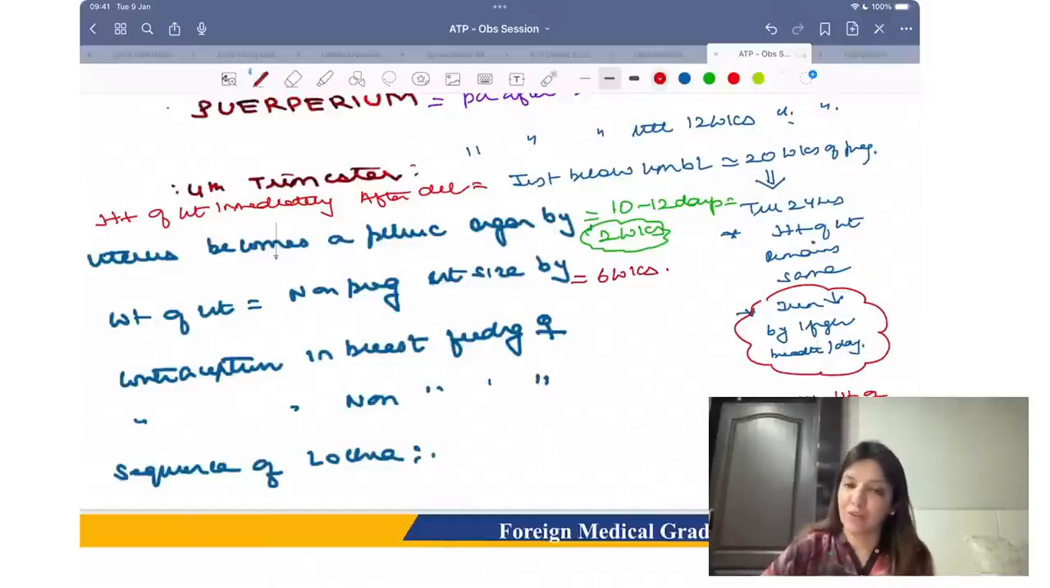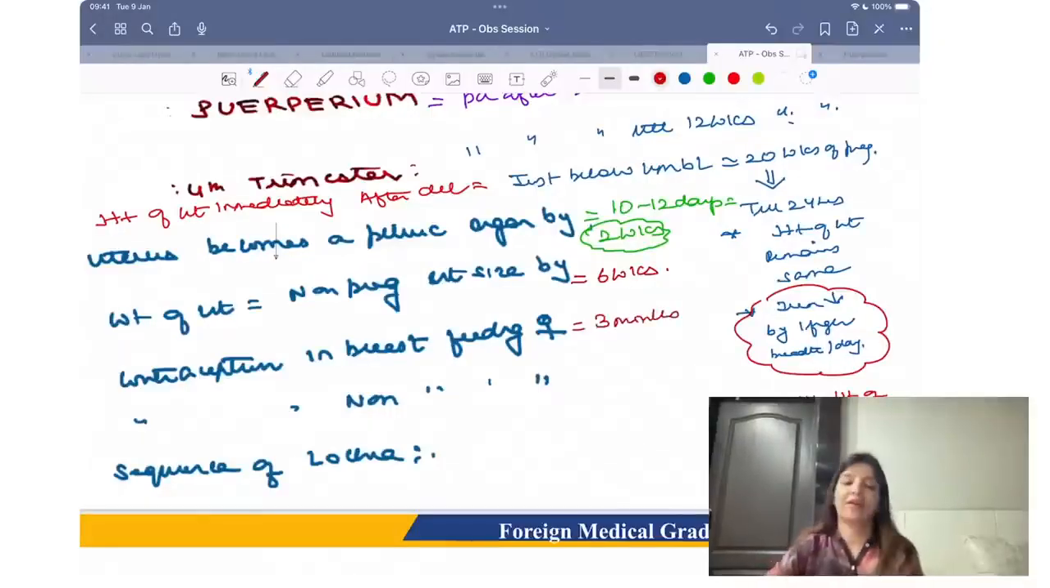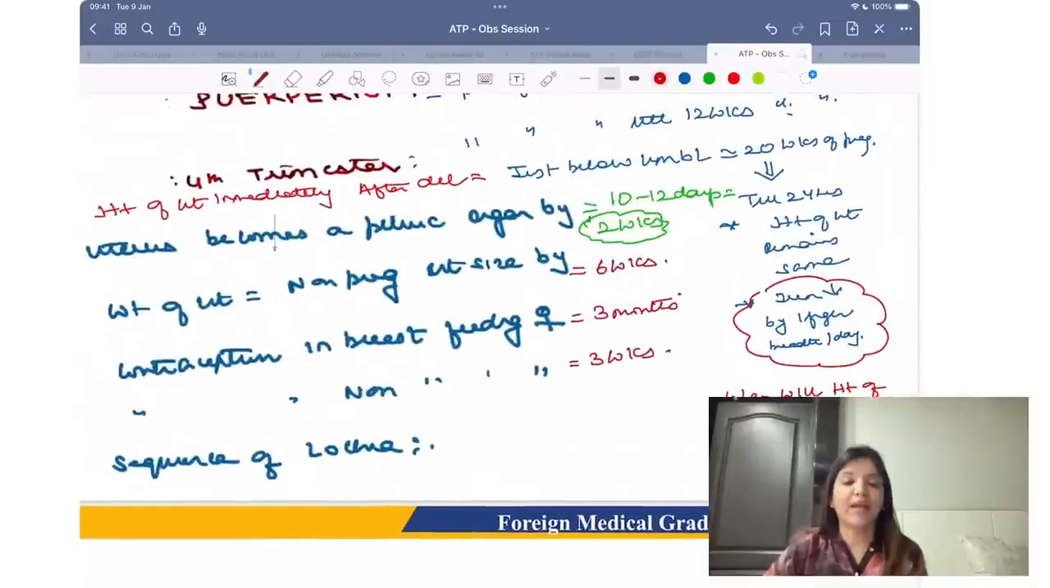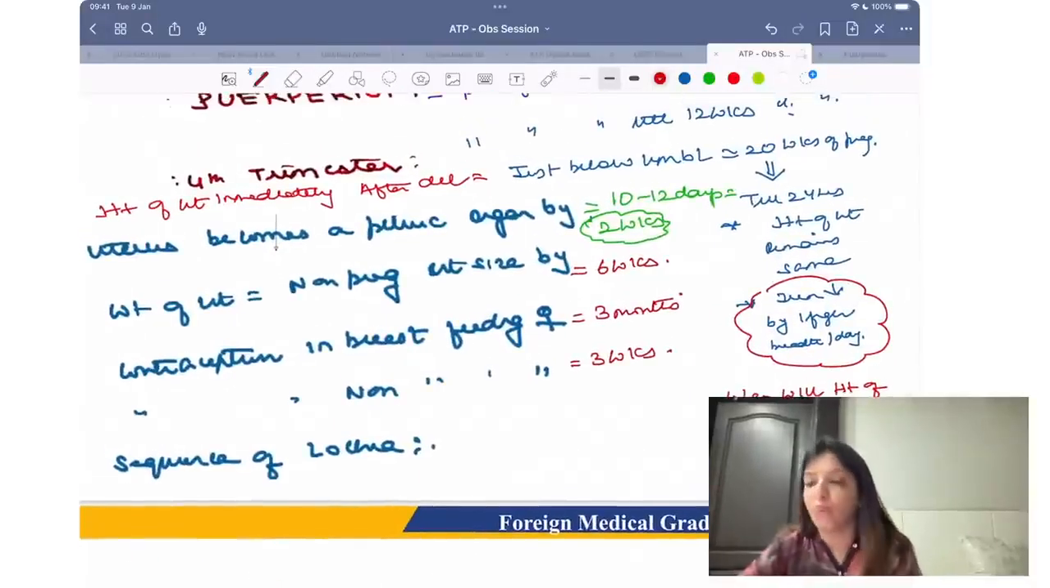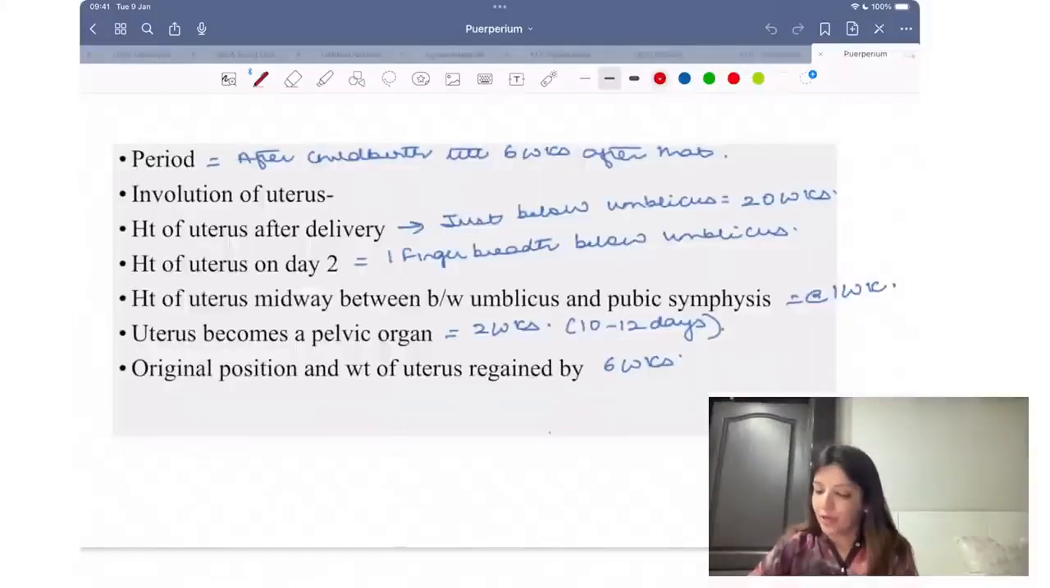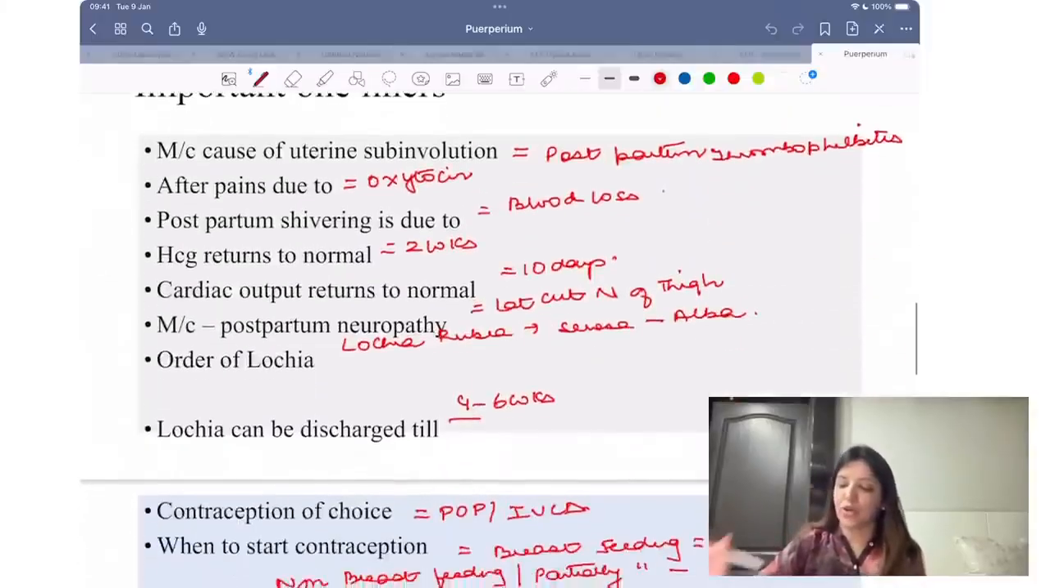Contraception in a breastfeeding female. When should you start contraception in a breastfeeding female? By 3 months. And when should you start contraception in a non-breastfeeding female? By 3 weeks. Right? A few more important points which I want all of you to know. Have you copied these points till here? A few important one-liners which I want you to know.